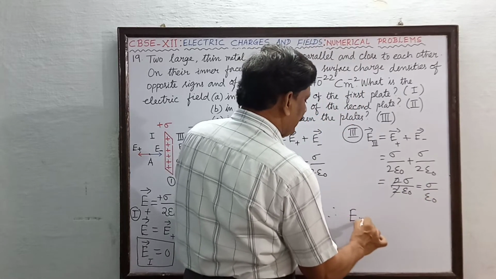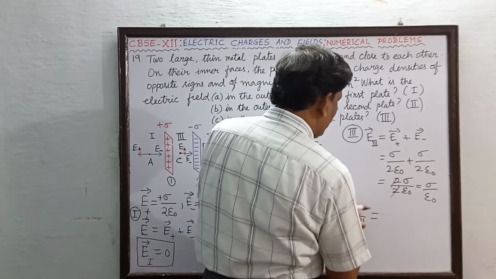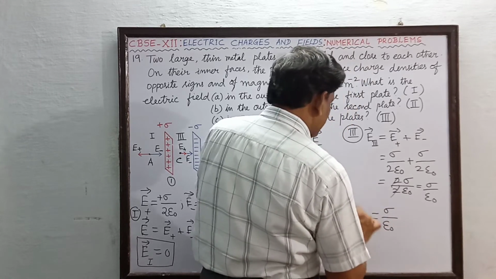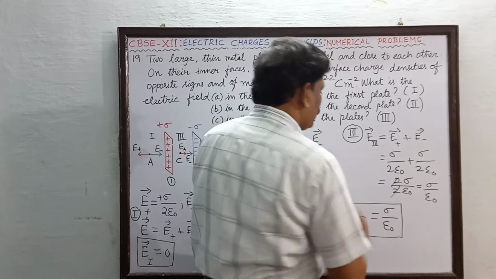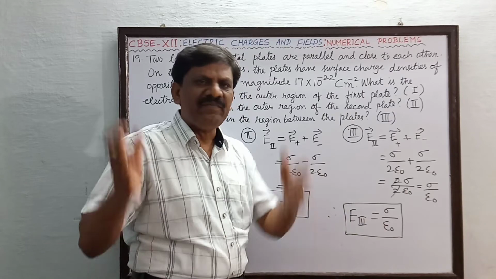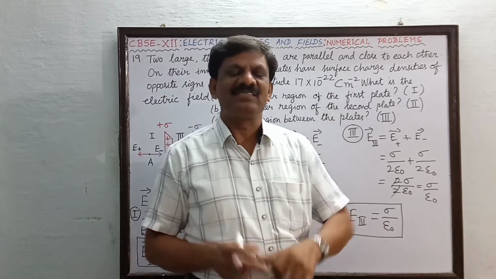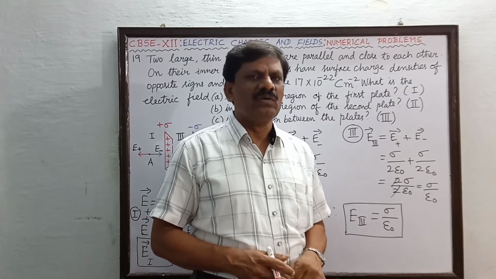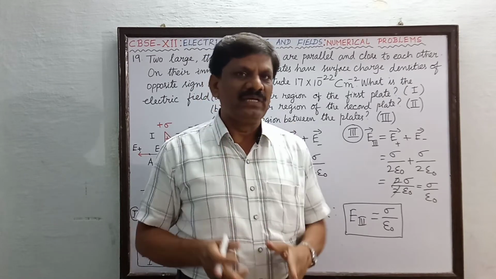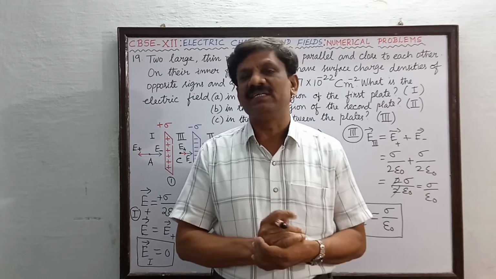Therefore the net electric field in the third region, its magnitude, is equal to sigma divided by epsilon naught. So here also you can see it is independent of the distance. Anywhere, at any point between the two plates, the electric field is a constant. It is a uniform field. So the electric field is uniform. This is the term we have to use. That is why we use such an arrangement in the construction of a parallel plate capacitor.